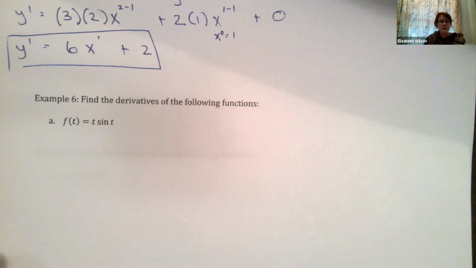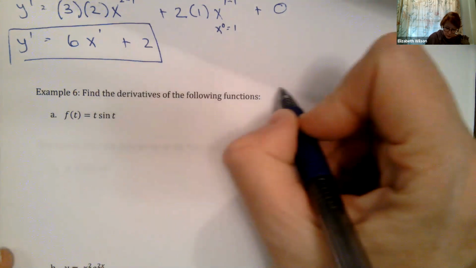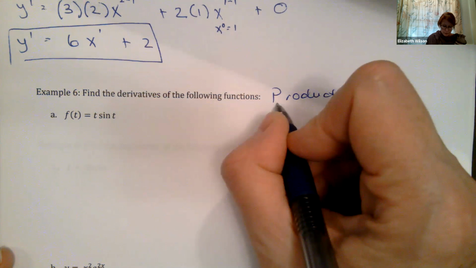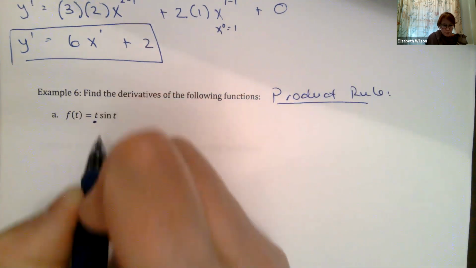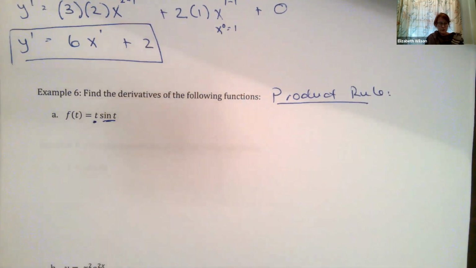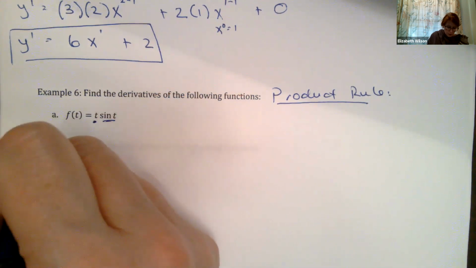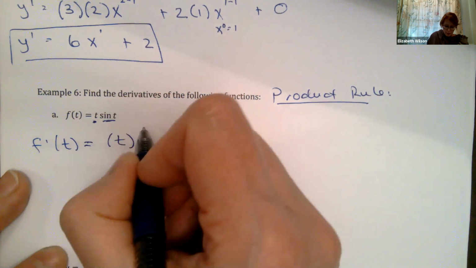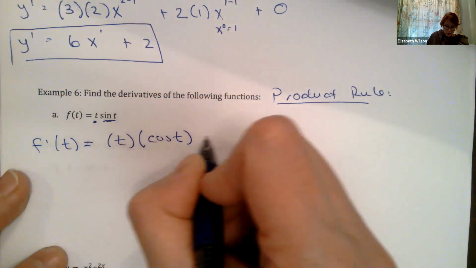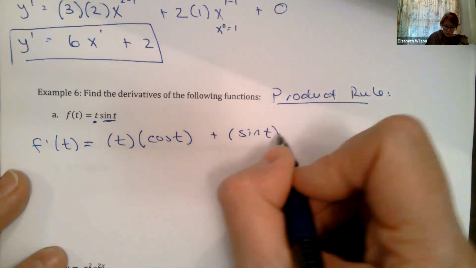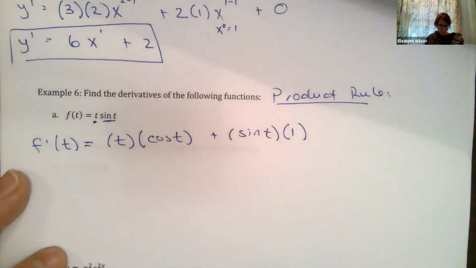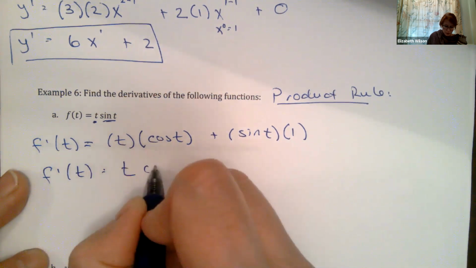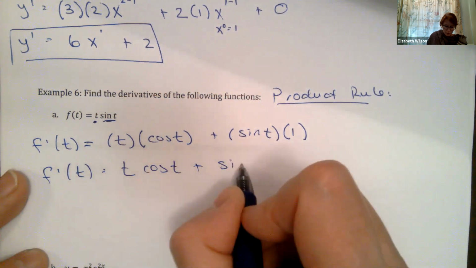Example 6, we're going to do the product rule. Okay, so I've got a function, first function, second function. My derivative, f prime, is going to be the first, t, times the derivative of the second, cosine of t, plus the second times the derivative of the first. So my derivative is equal to t cosine of t plus sine of t.